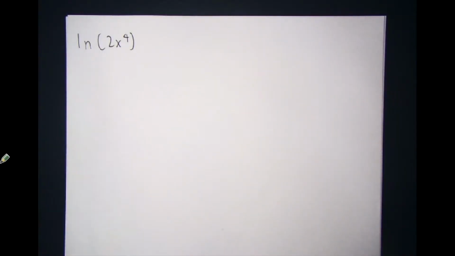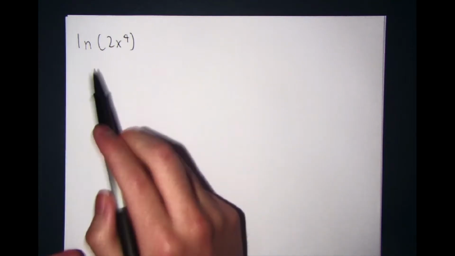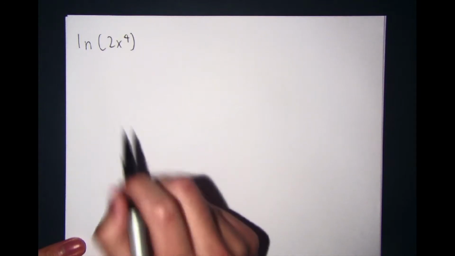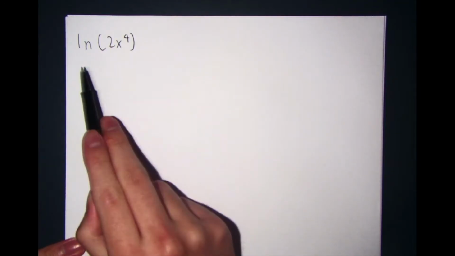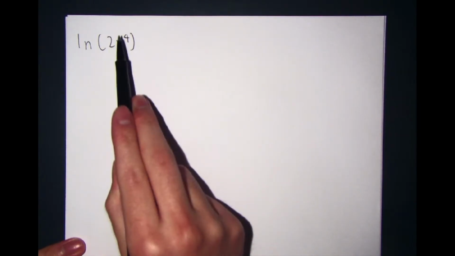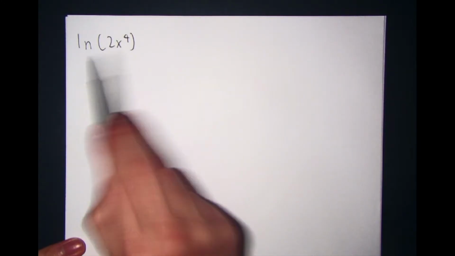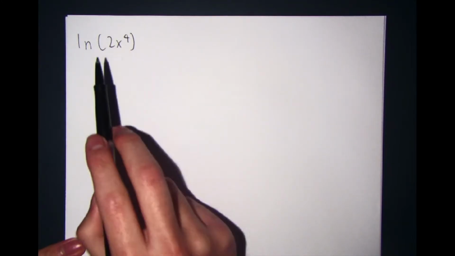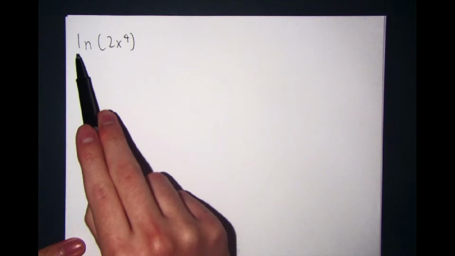Okay, now let's look at an example problem. Let's say you're given ln of 2x to the 4, and you're asked to find the derivative. Well, first recognize that you're going to have to use the chain rule because we have a composite function where 2x to the 4 is inside of ln. So remember with the chain rule, we go from the outside to the inside. So in this case, you would have to differentiate ln first.